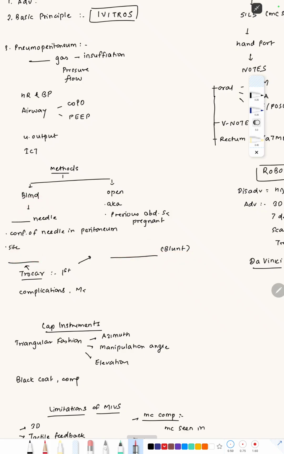Complications of trocar. If a trocar is not properly inserted, or if too much force is applied, it can lead to injury to the bowel. What is the management in this condition? You don't have to remove the trocar, because the trocar is going to seal the perforation and it helps to locate the injury, so don't remove the trocar.